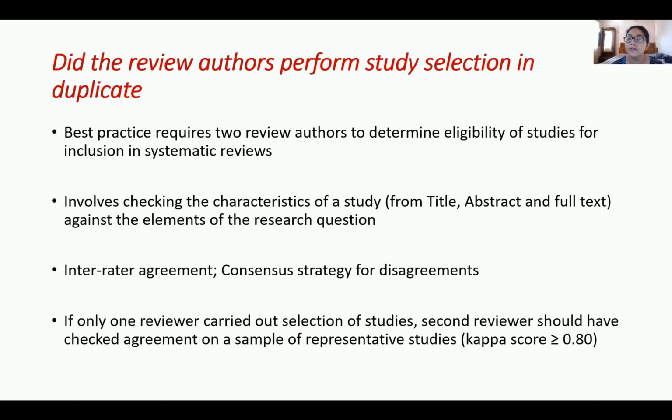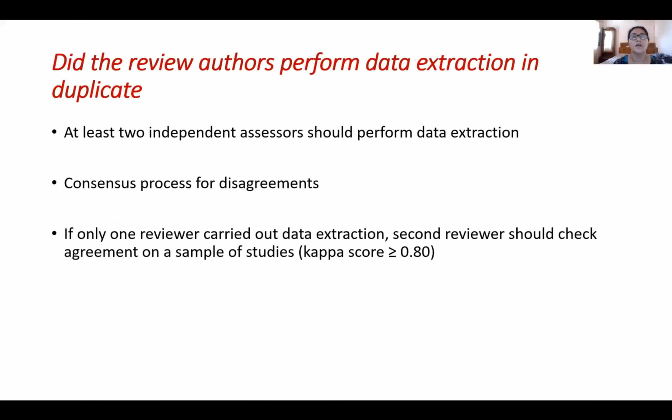If only one reviewer carried out the selection of studies, so sometimes only one reviewer may do the selection of studies, then the second reviewer should check the agreement on a sample of representative studies. So sometimes it may not be possible for the 2 reviewers to independently select all the studies. So one reviewer will do the selection and the second reviewer will then check agreement on a sample from all the studies. Did the reviewers perform data extraction in duplicate?